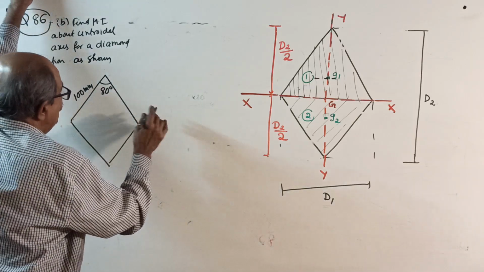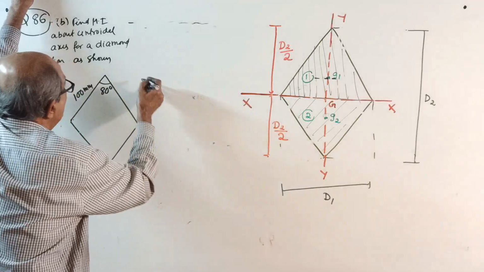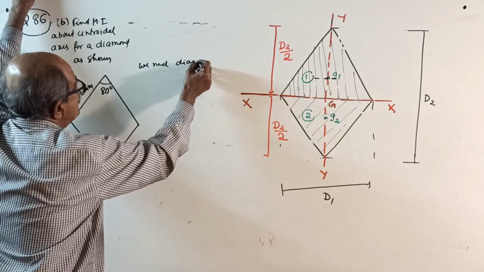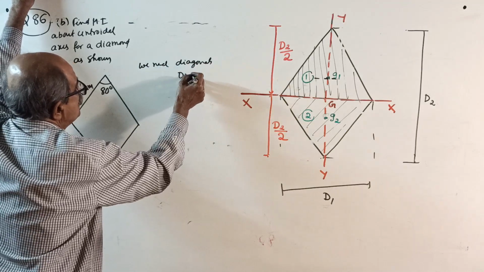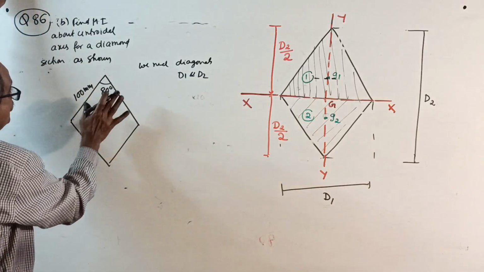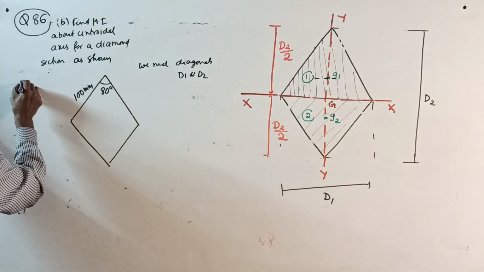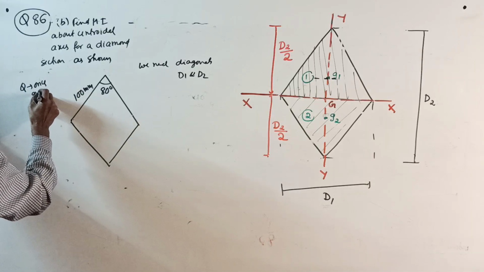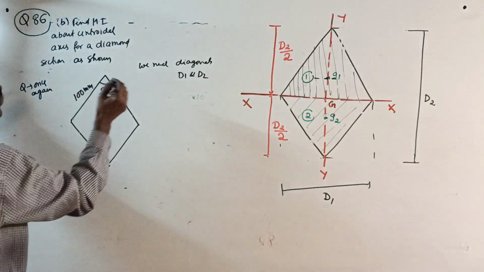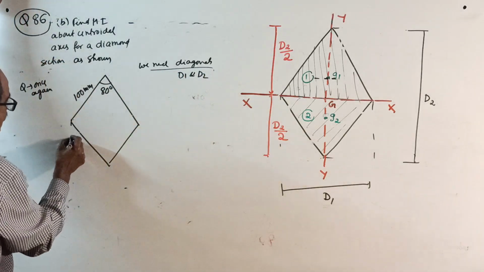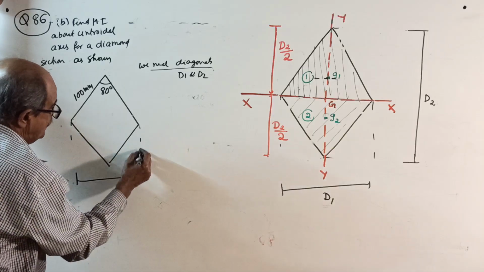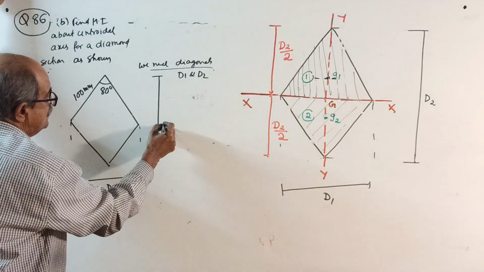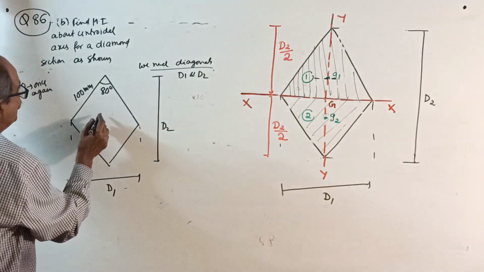Now see, what you need, solve the same way right here. We need the diagonals D1 and D2. Write the question once again, and write that we need diagonals D1 and D2. Then you can solve the question. So what to do? See here.